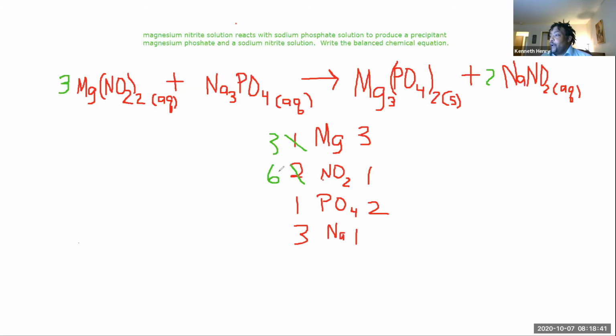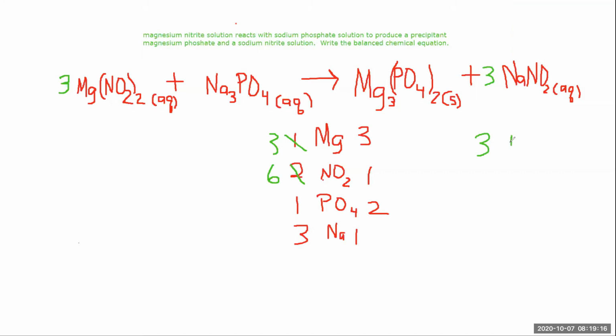But I don't even want 4. I want 6, don't I? Because I have 6 now. So would you put a 3? Okay, so if I put a 3 there, how many NOs do I have now? 6. That's 6 NOs? Are you sure? So you're telling me 3, and just looking at that NO, 3 times NO would be 6?